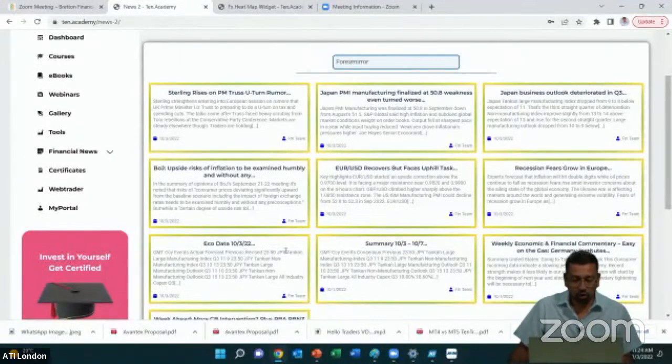Now we have got here, they're still talking a lot about, we've got these 3 boxes here about Japan.